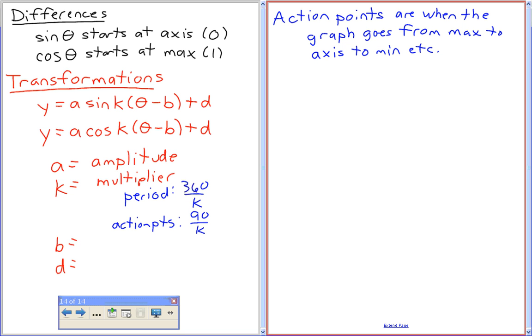If I take a look at it, in the old days we did f of x plus 3. What was f of bracket x plus 3? Bracket x plus 3. Right on. So that would be a horizontal shift, right? So I'm going to call this, B is going to be your phase shift.